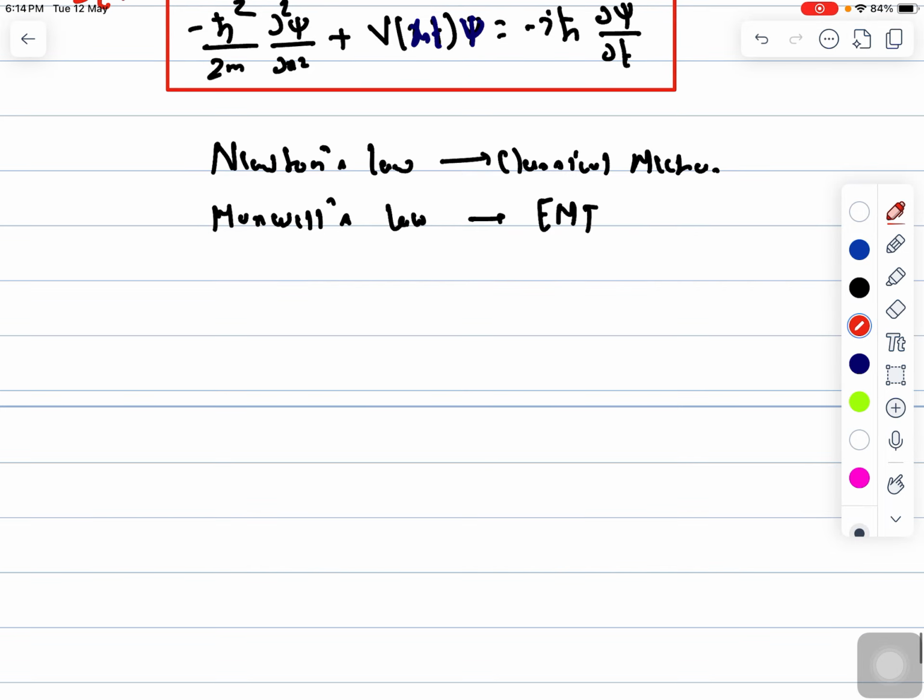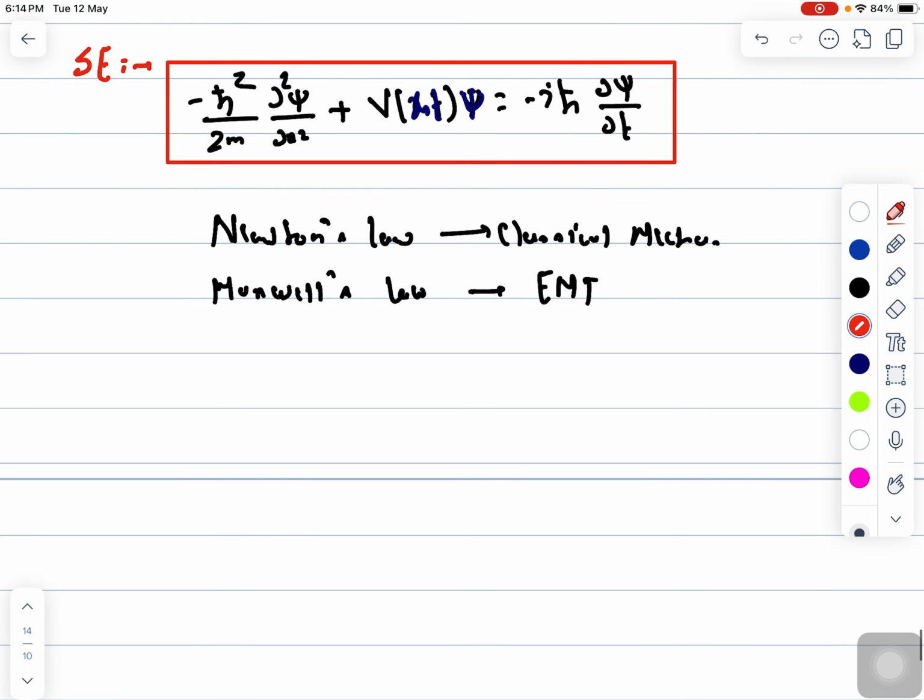In electromagnetism. So whenever we want to study a quantum mechanical system, whether we are interested in calculating the position, momentum, energy, or overall behavior of a microscopic particle, the starting point is always this equation, the Schrodinger equation. This equation allows us to describe how quantum particles evolve and behave under different physical conditions.